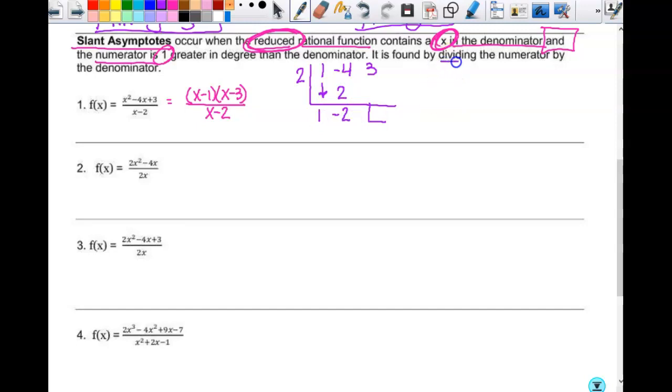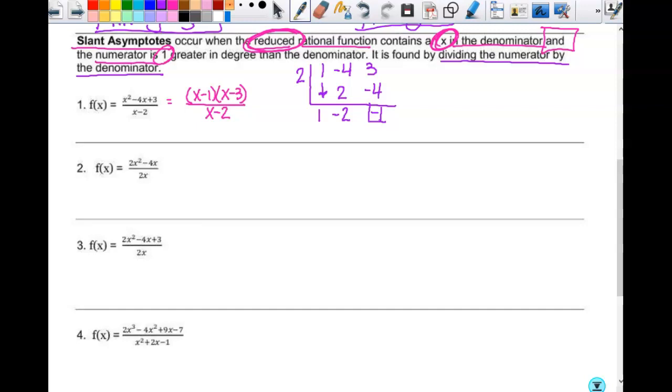Because we are supposed to be dividing the numerator by the denominator. So, because I said so, negative 4 and then negative 1. Now, you're going to get a remainder. If you don't get a remainder, then you should have canceled something out, right? We don't expect it to divide evenly.